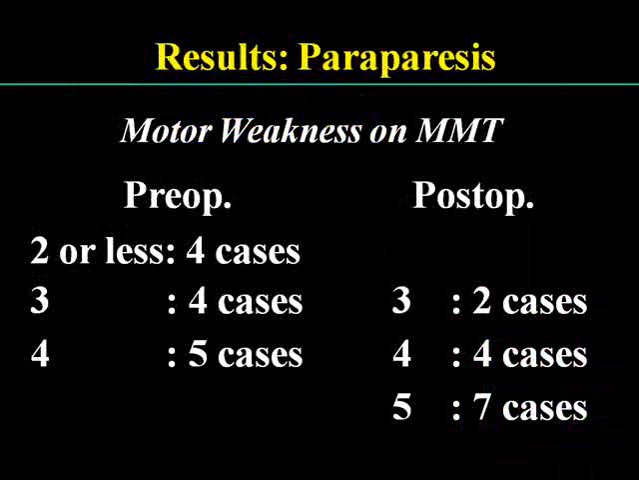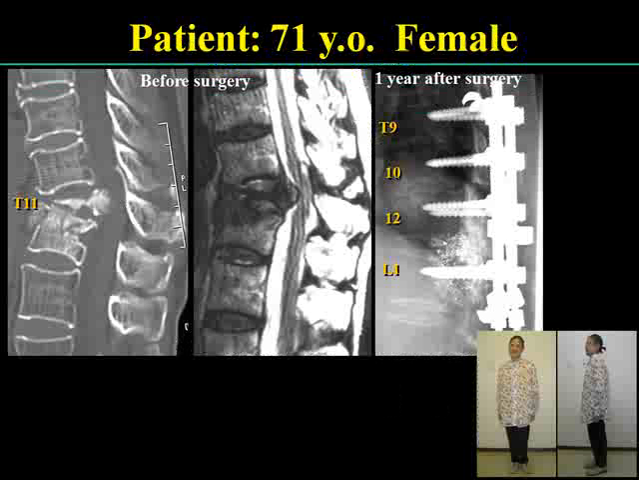Preoperative paraparesis was also improved in all cases. That is, motor weakness on manual muscle testing was improved in all cases. This patient was a 71 years old female. Collapsed vertebral body level was T11. She could not walk before surgery, but her gait disturbance was improved after surgery. She could walk without any support at 1 year after surgery.